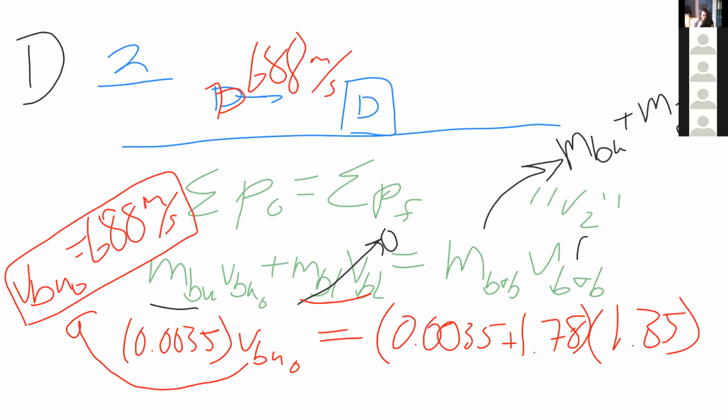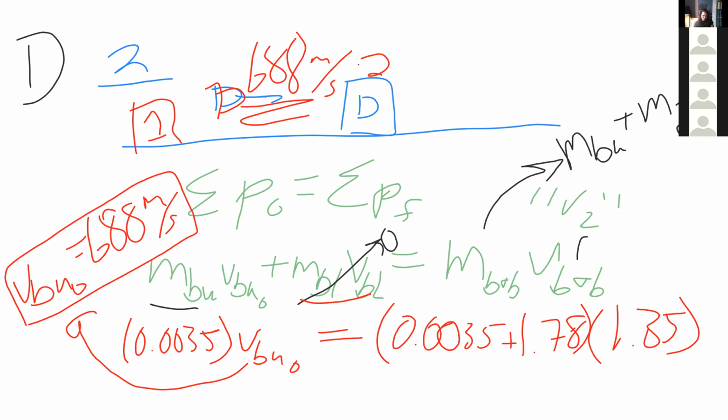Now, since we're working backwards in this problem, this is the speed of the bullet after it leaves block 1 and before it makes contact with block 2. So this 688 that I find here, that's correct. This will be the first solution. And then I need to carry this over to the second part of the problem.